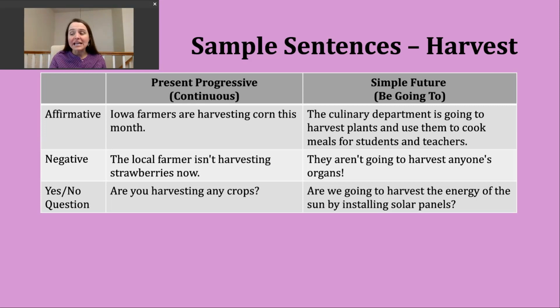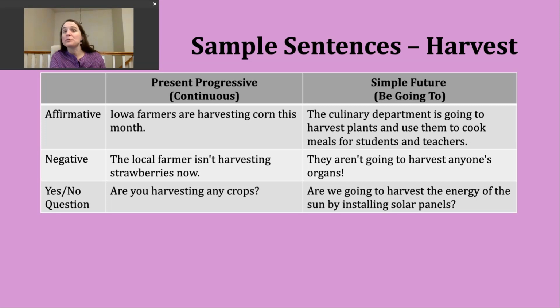Finally, we can make a yes or no question in the present progressive. To do this, we start with our form of be, so am, is, are, and then we use our subject, and so our subject needs to agree to that form of be. Then we use the ing form of the verb. Here's another example. Are you harvesting any crops?